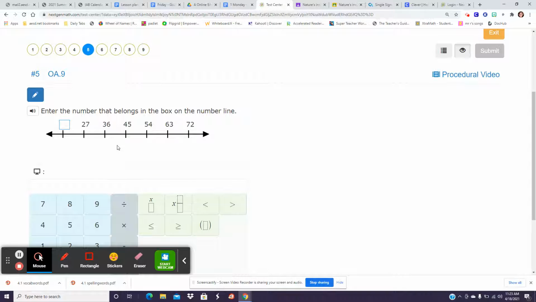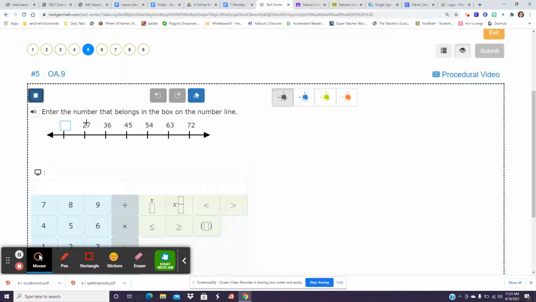Next, you have a number line. You got to find the pattern. The way I like to find the pattern is to see how much is in between each one by counting from one number to the next using my fingers. 27. Now I'm going to use my fingers. 28, 29, 30, 31, 32, 33, 34, 35, 36. 1, 2, 3, 4, 5, 6, 7, 8, 9.